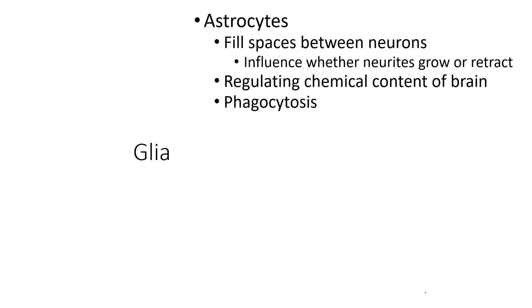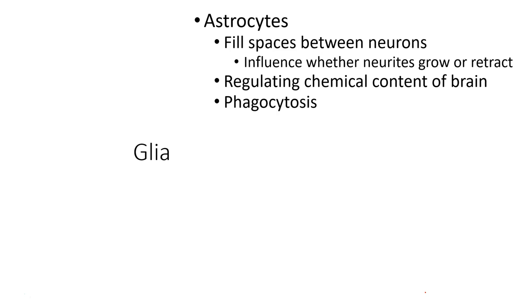Besides neurons, glial cells make up another important group of cells within the nervous system. So there are many different kinds of glial cells. Astrocytes are one of them. They've got the star-like appearance, which is why they're called astrocytes. They have many, many different functions. Some of them are listed up here.